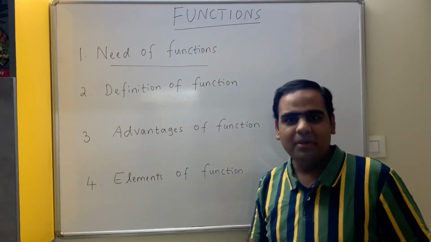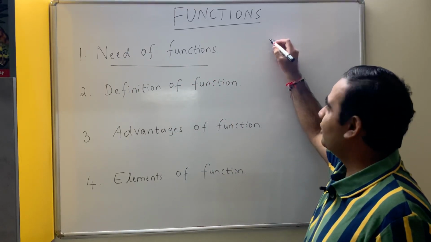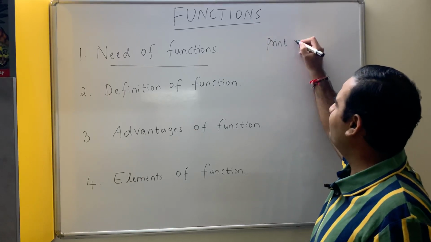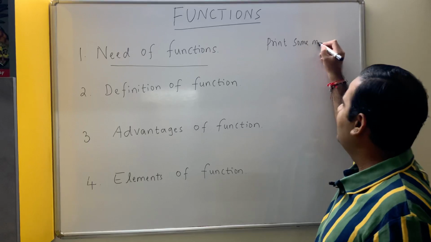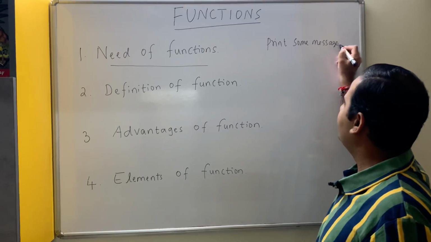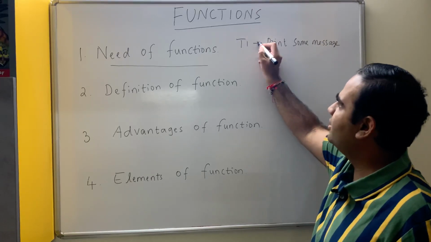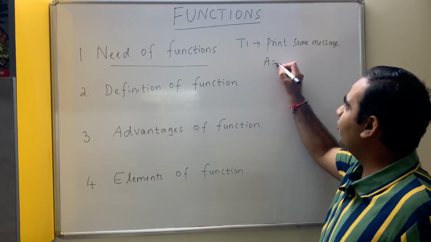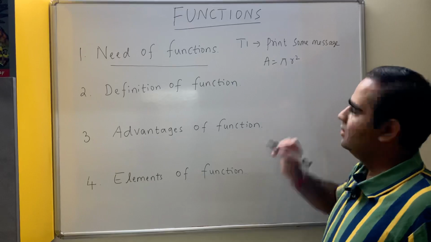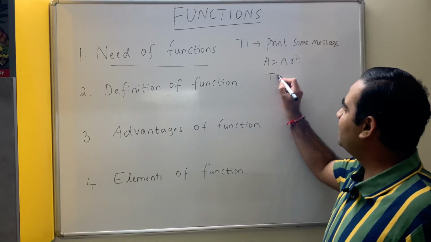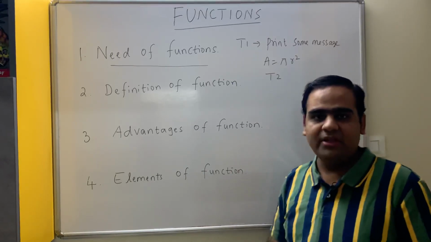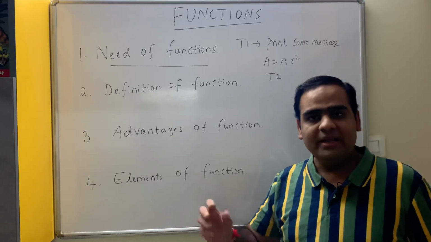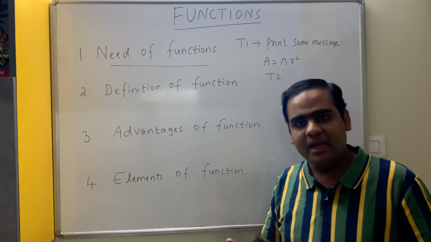Say for example, we want to write a code where we want to print some message, and let me call this task 1. T1 is the task. Then we want to find the area of circle. Then again we want to perform some task T2. It can be anything. It can be send a message. It can be write to the output file. It can be read from the end user. It can be any task.